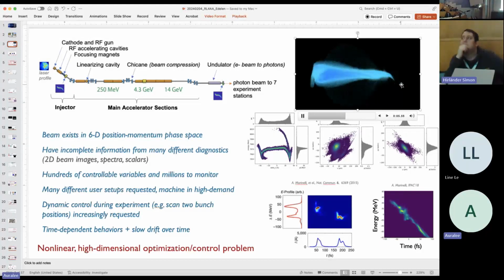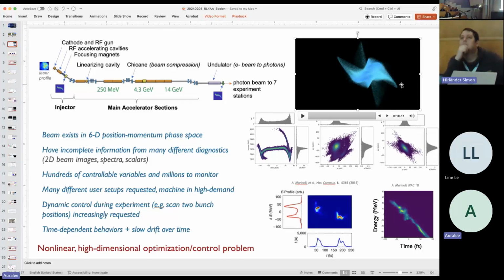In particular, we're often adjusting the detailed position, momentum, phase space of the beam, and we have incomplete information. So we're able to access the 2D projections of the beam at various points along the accelerator, but ultimately we're trying to piece together information about the beam from these limited diagnostics. The accelerator is long. We have hundreds of variables to control, and we're also upgrading the facility. We're in the process of doing that now to the point where there will be many millions of parameters to monitor.